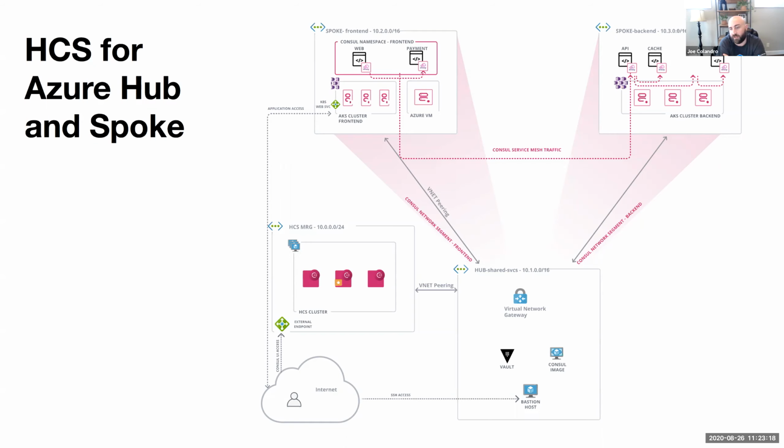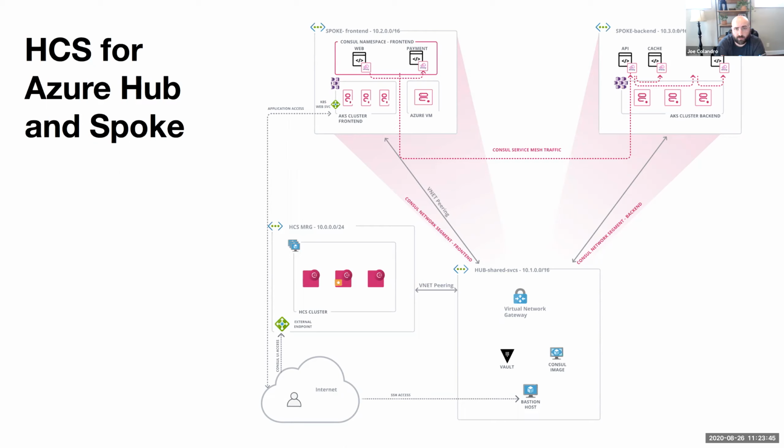I call it the shared services VNet, where I have a virtual network gateway deployed, a Vault server just for access to secrets, and a Bastion host that I'm using to jump around in the environment. This would typically be where VPNs and ExpressRoutes would terminate, into this shared services VNet. And that's what I'm simulating here.